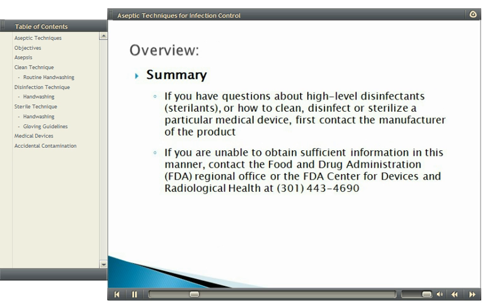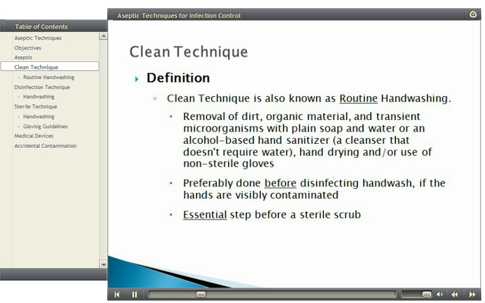Overview. Summary. If you have questions about high-level disinfectants, sterilants, or how to clean, disinfect, or sterilize a particular medical device, first contact the manufacturer of the product. If you are unable to obtain sufficient information in this manner, contact the Food and Drug Administration, FDA, Regional Office, or the FDA Center for Devices and Radiological Health at 301-443-4690.